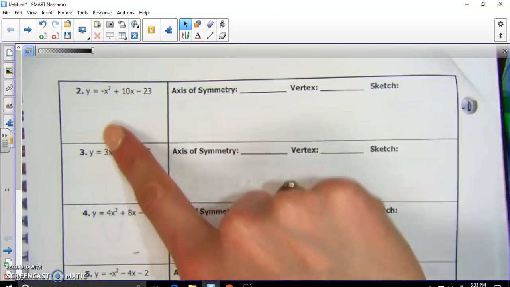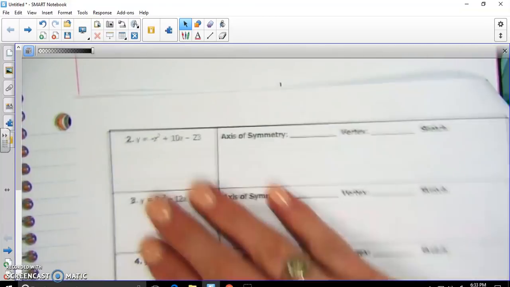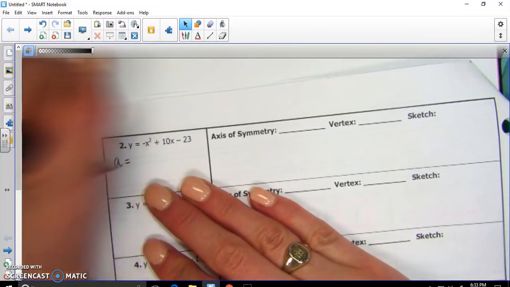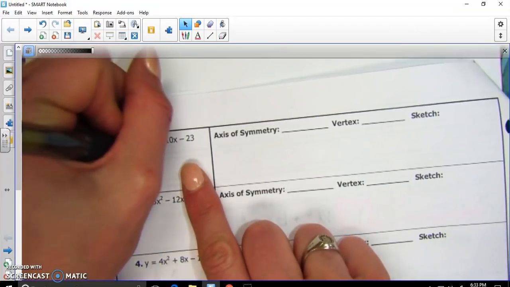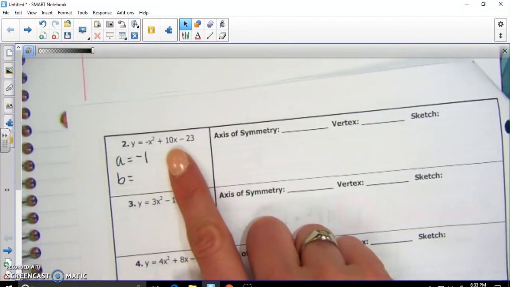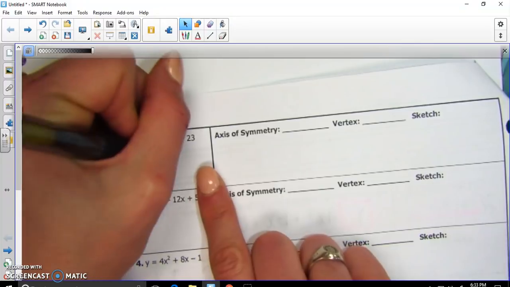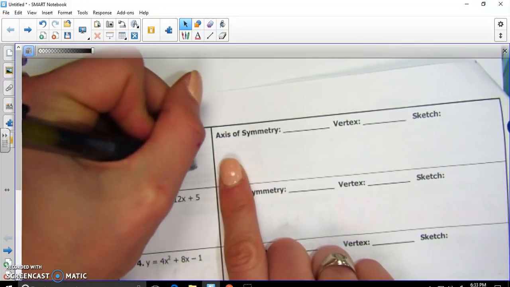All right, we'll do one more example together on the next page, number 2. Let's identify A. A is negative 1. B is positive 10. And C is negative 23.